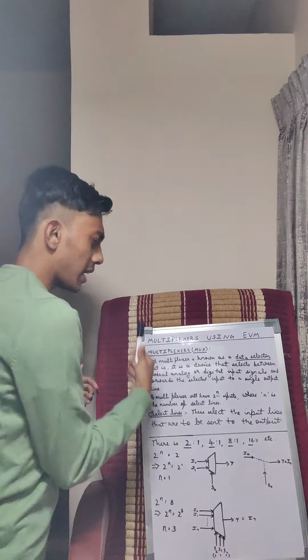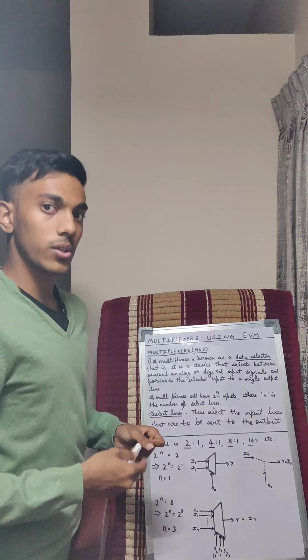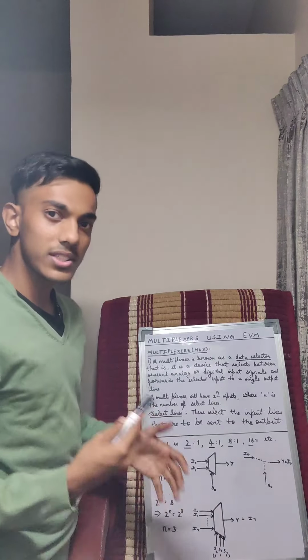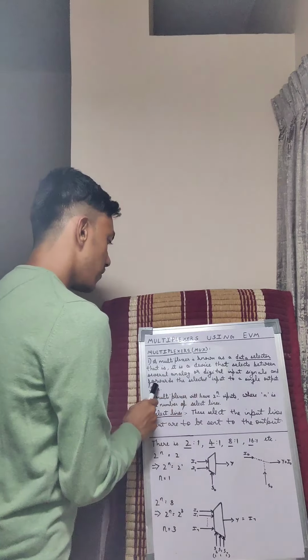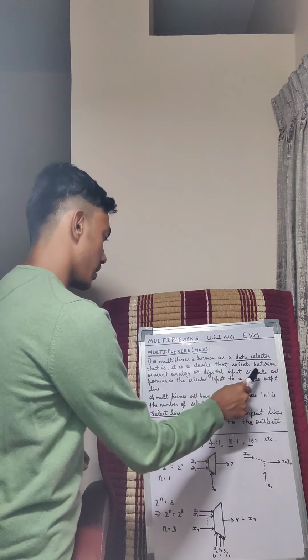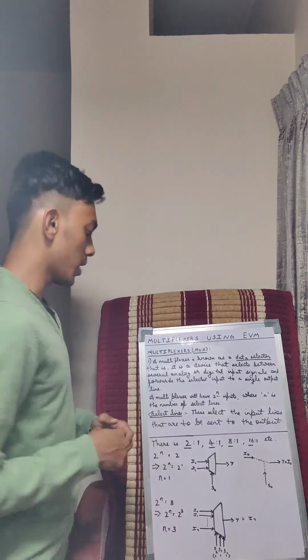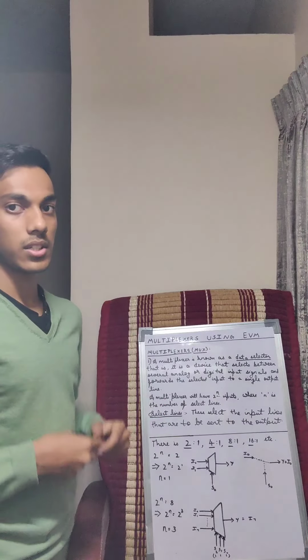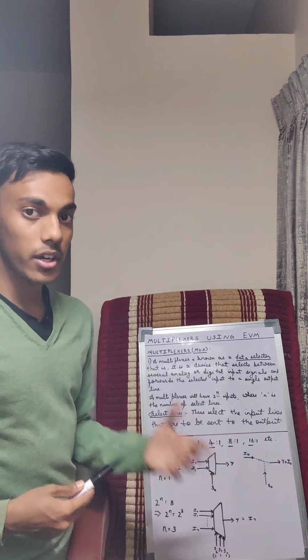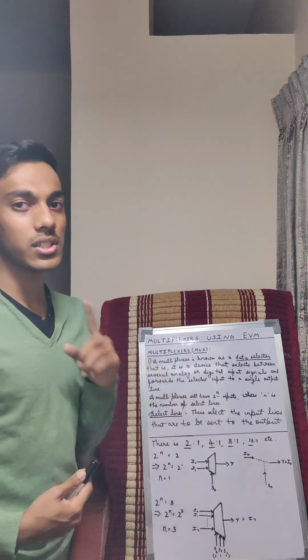So what are multiplexers? A multiplexer is also referred to as a data selector. Now, what does that mean? It means that it is a device that selects between several analog or digital input signals and forwards the selected input to a single output line. There is another way of defining what a multiplexer is. That is, it is an electronic circuit that takes in multiple inputs and gives out a single output.